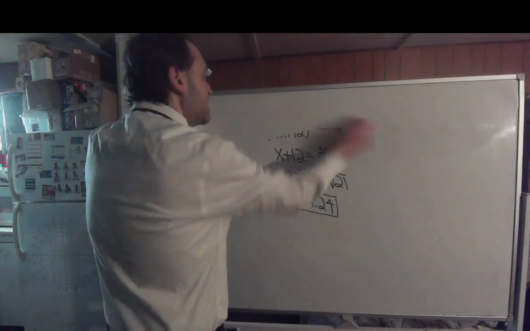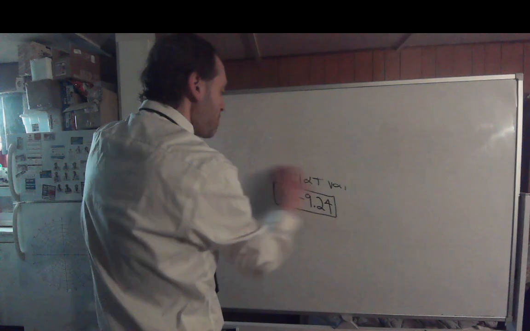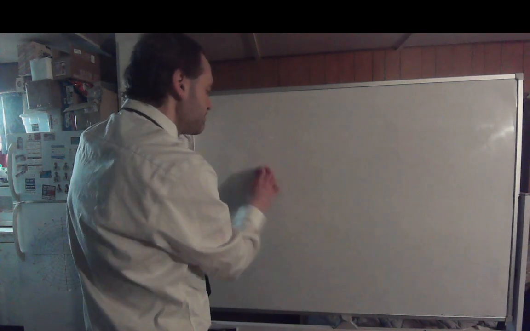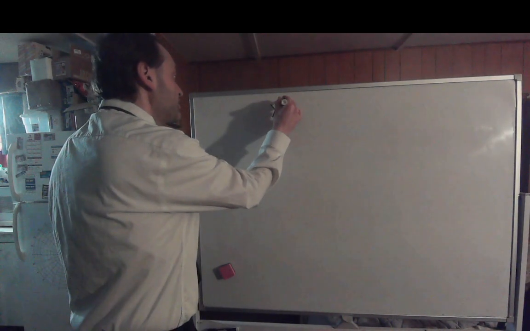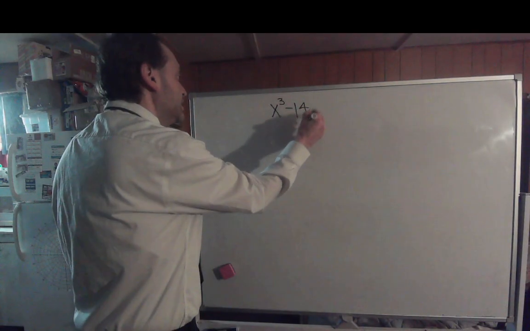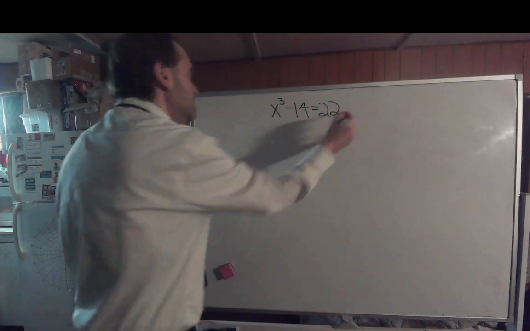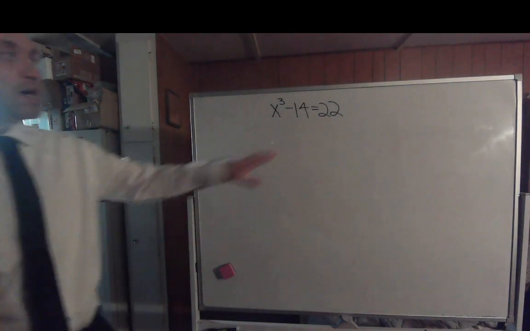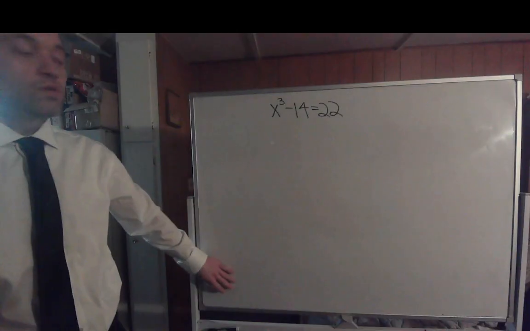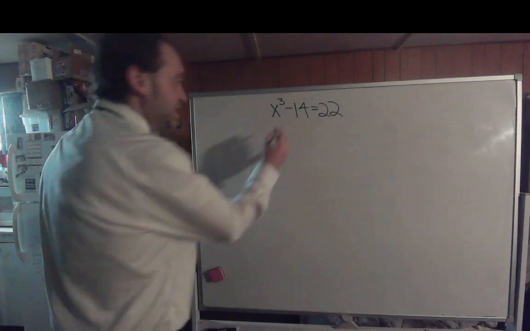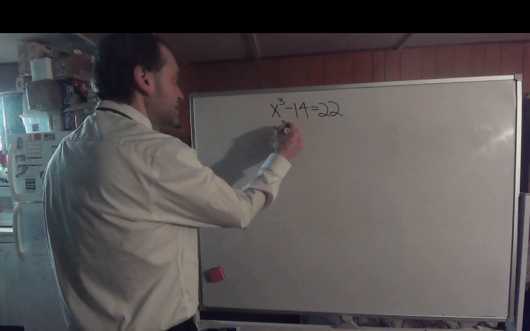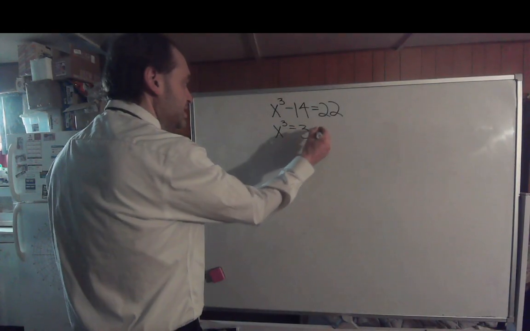All right, should just have a couple more here. Yep, I have two more. So we have x to the third minus 14 equals 22. Well, we want to get that x to the third by itself, right? So let's add 14 to both sides. That would end up giving you x to the third equals 36.